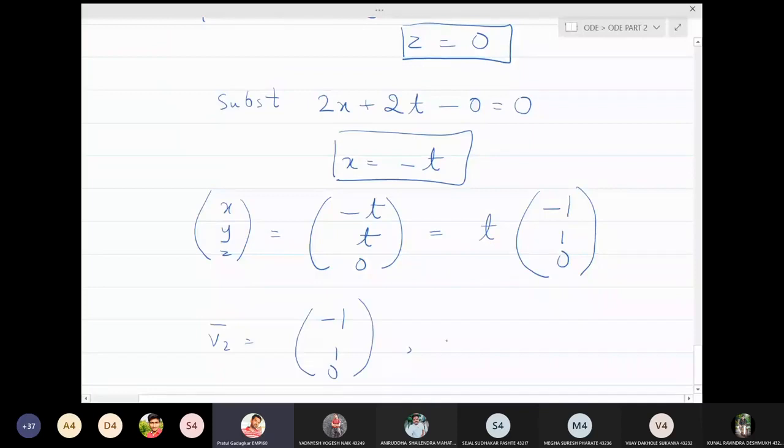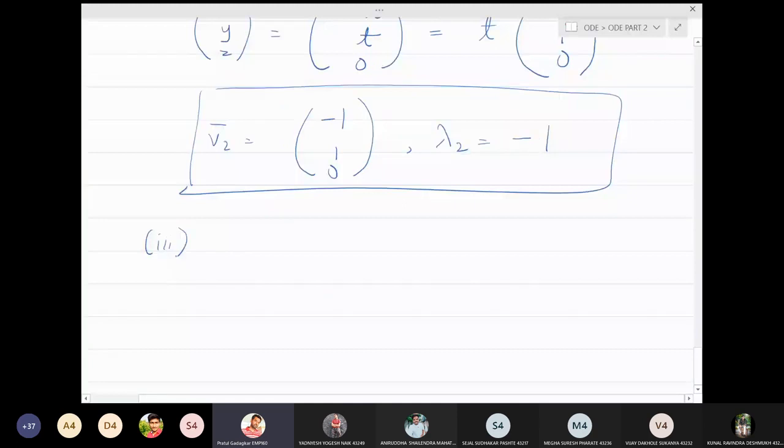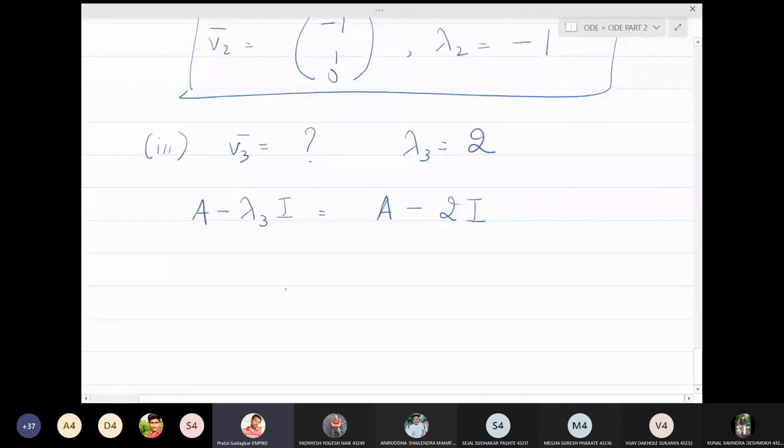For the third eigenvector v3, I want to calculate with the third eigenvalue, which I think was 2, correct? So when you have A minus lambda 3 I, which is A minus 2I, A is [1 2 -1; 0 -1 3; 0 0 2] minus 2 on the diagonal.